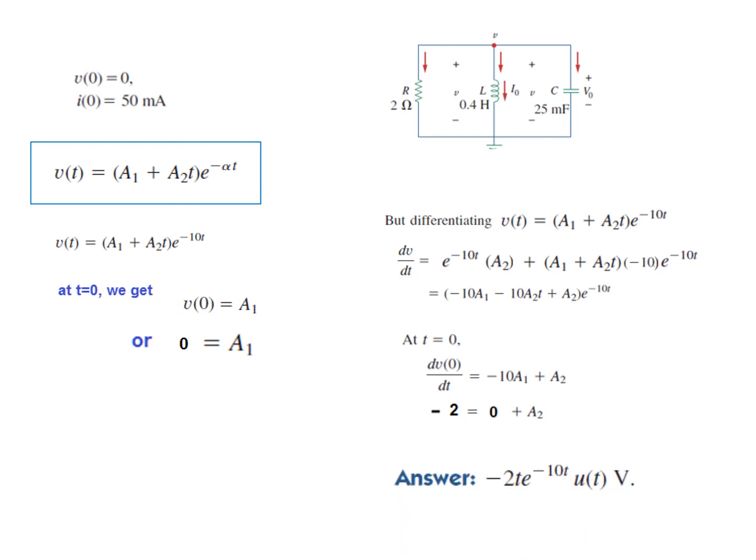So now if you put the values of a1 and a2 in the general equation, a1 is 0 and a2 is minus 2. So our final answer will be like this. You may write u(t) with the answer, or you may not write it. u(t) signifies that this equation is for t greater than 0.